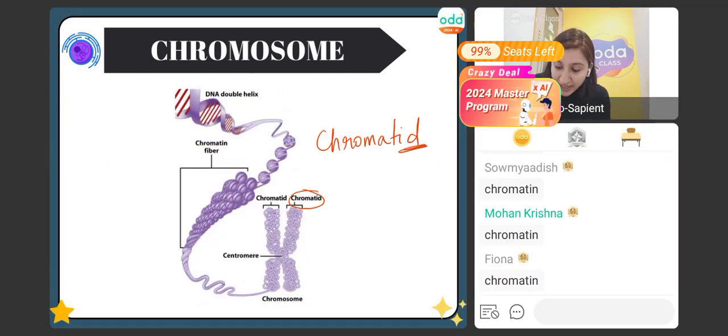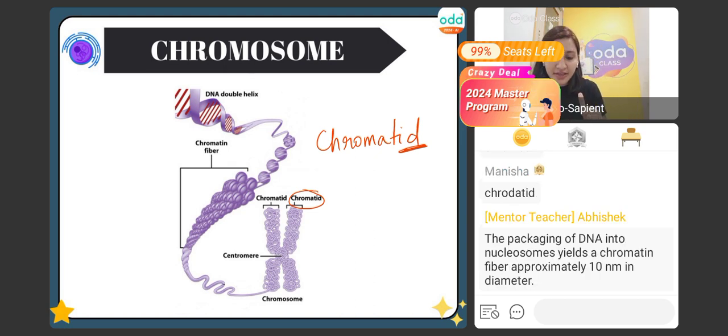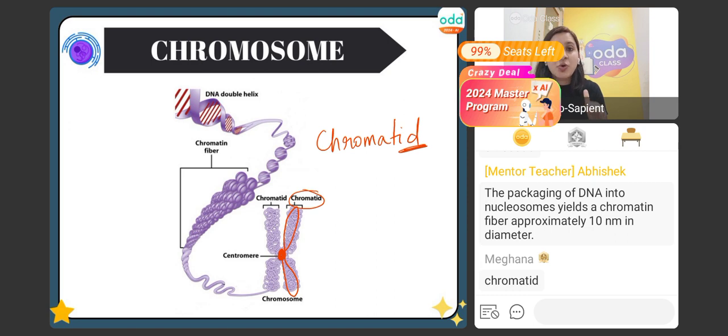Chromatid. Dense. D for chromatid, D for dense. DNA became chromatin, chromatin fiber, chromatin became chromatid, very, very dense. Correct? And this chromatid along with one centromere forms a chromosome. What does it form? Chromosome.